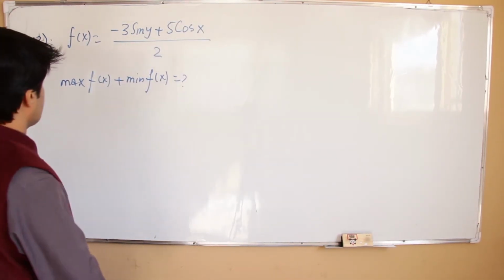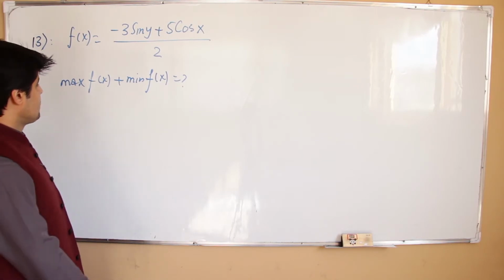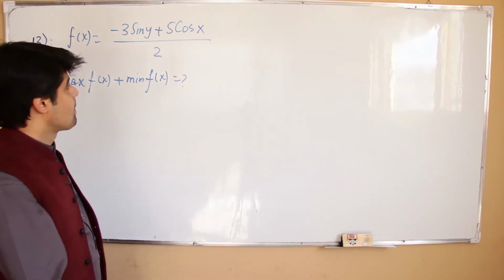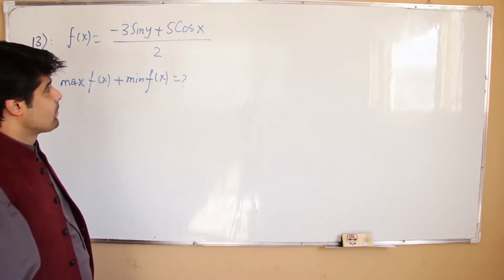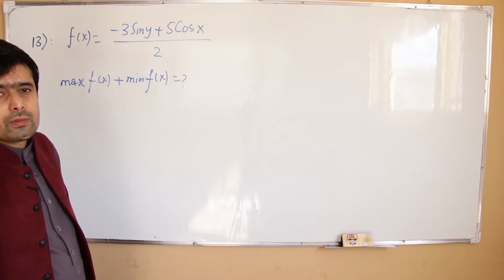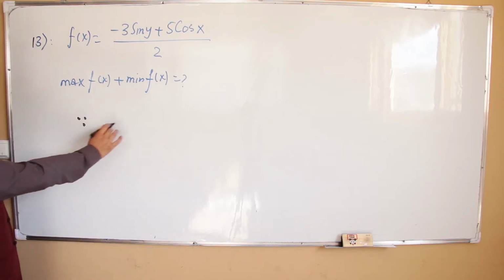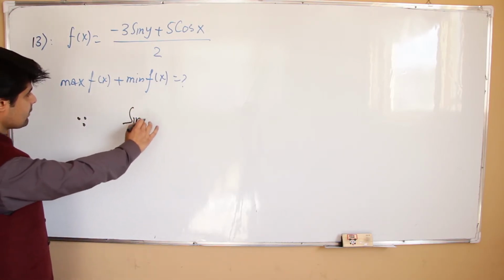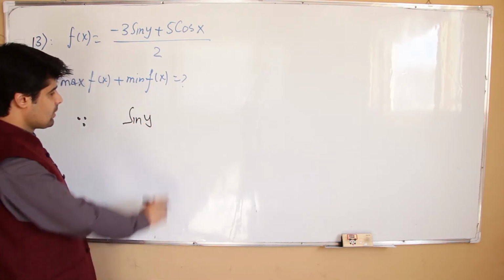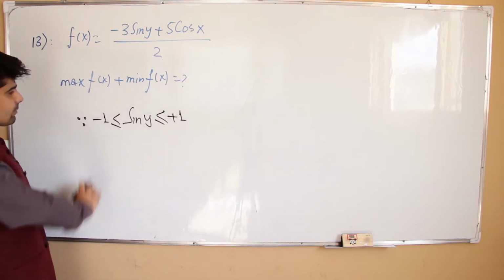Question number 13. If f(x) is equal to (minus 3 sine y plus 5 cosine x) divided by 2, what is maximum f(x) and minimum f(x)? By the way, once again, the question is related to the range or codomain of the sine and cosine. What do we know? We know sine of every angle, whether it is y, alpha, x, 2x, whatever, is between positive 1 and negative 1.